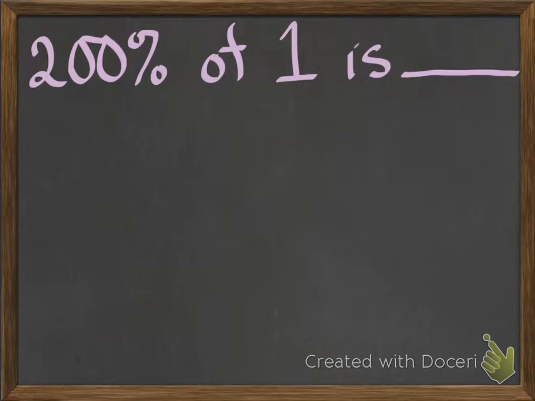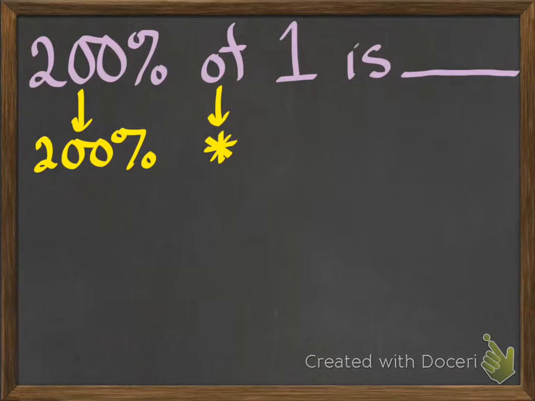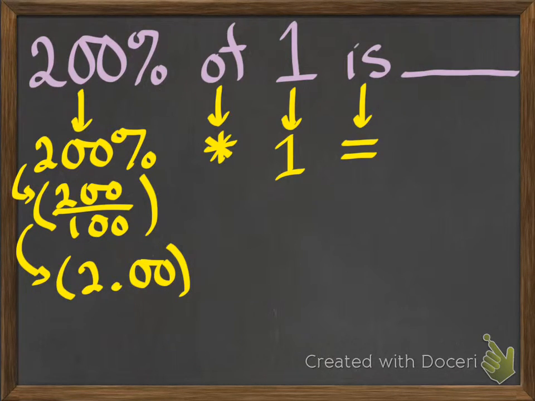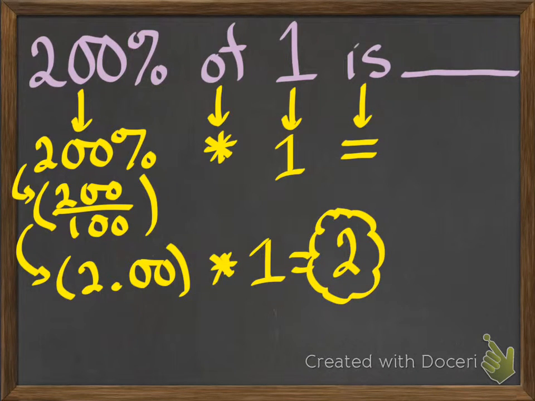So a couple of quick, easy problems. 200% of 1 is blank. So let's convert this English sentence into a math sentence. 200% just means 200%. Of means multiplication. 1 is just 1. Is means equals. So this is 200% times 1 equals blank. And now we have to convert 200% to a decimal. 200% means 200 over 100 because there's 200 for every 100. And 200 divided by 100 just gives me 2.00. So really this is saying 2.00, or 2, times 1 is equal to blank. 2 times 1 is 2. So 200% of 1 is just 2.